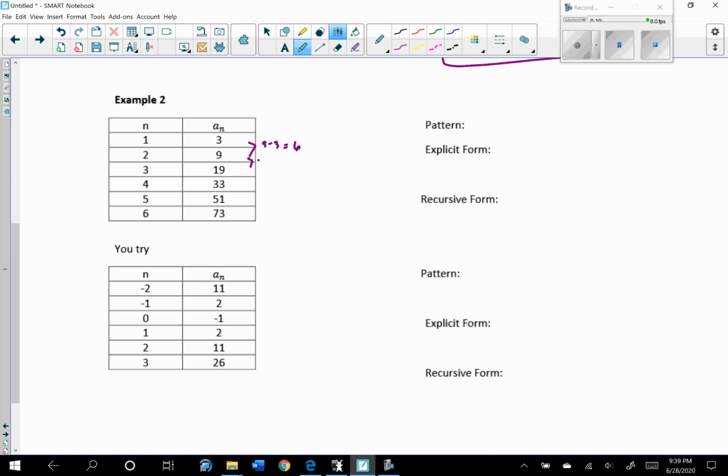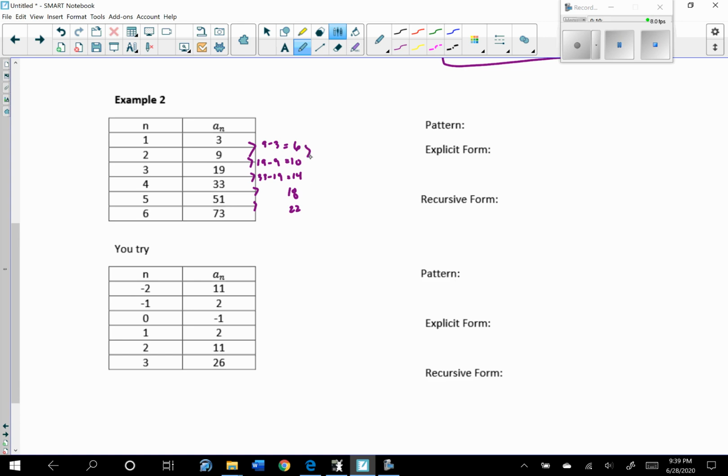And 19 minus 9, which is 10. And then we have 33 minus 19, which is 14. The next one we would get 18, and the next one we subtract, we get 22. So again, you're just subtracting each term. So these are not the same. The first difference is not all the same number.